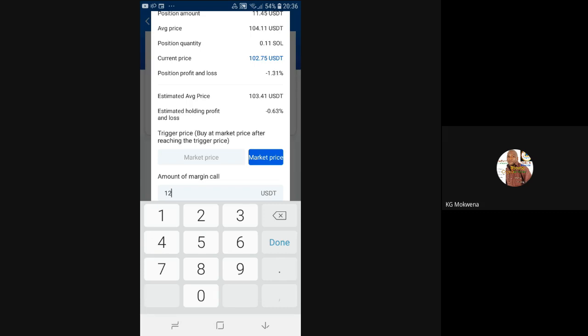103.41. Yes, that is correct. However, the real average price is on top there, just below position amount. Can you see? 104.11. Thank you.